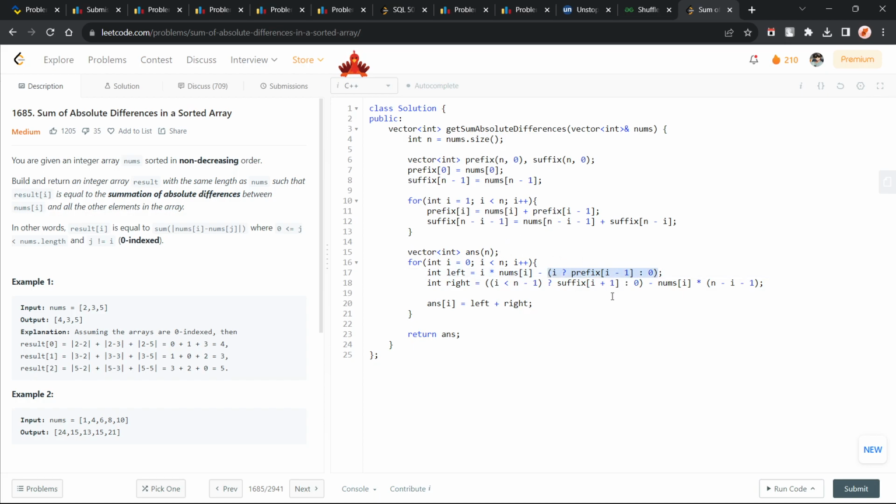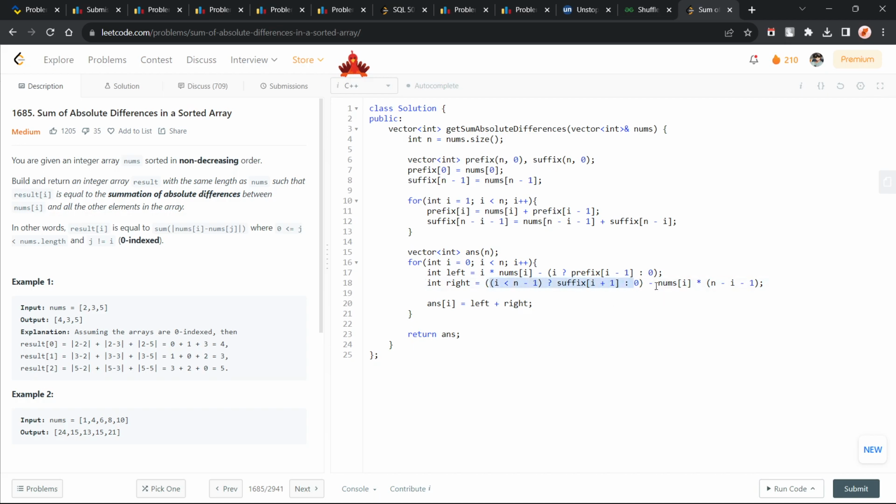Because my prefix and suffix arrays are in 0 based indexing. So if I take I minus 1 at index 0, this is going to be prefix of minus 1, which will give me out of bounds, right? And this is going to be wrong. So what I have to do is check whether I is greater than 0, only then am I going to take prefix of I minus 1, otherwise I am going to take 0, right? Similarly, when I calculate for right, I will have to check whether I is less than n minus 1, then only can I take suffix of I plus 1, otherwise I will have to take 0, right?